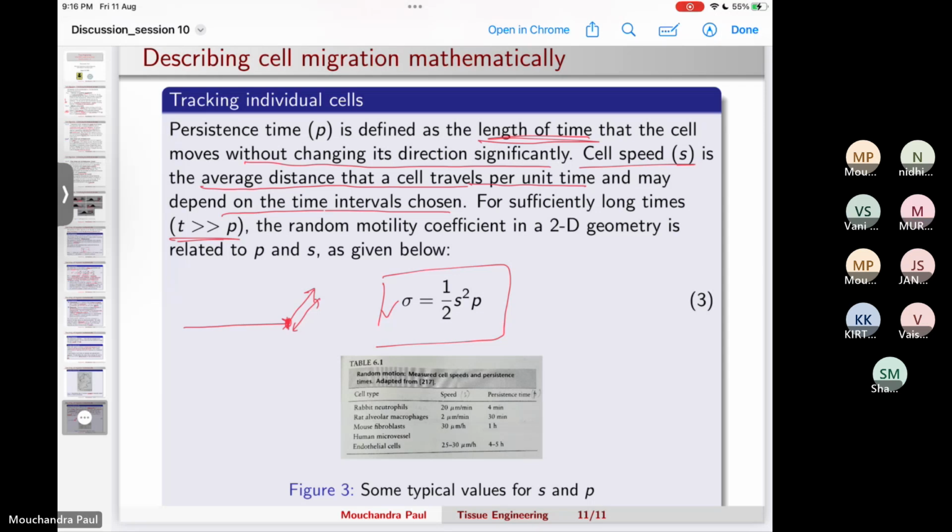Ma'am, today we discussed these calculations, that is, migrating cell speed and some sort of directions. Where will these concepts be helpful or applied in tissue engineering, ma'am?